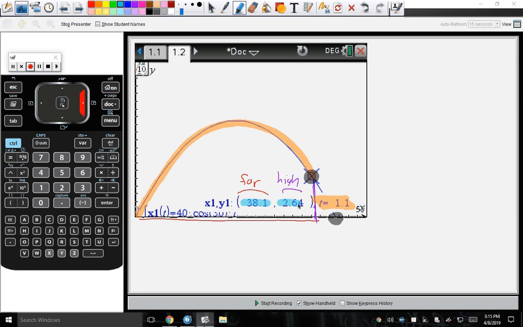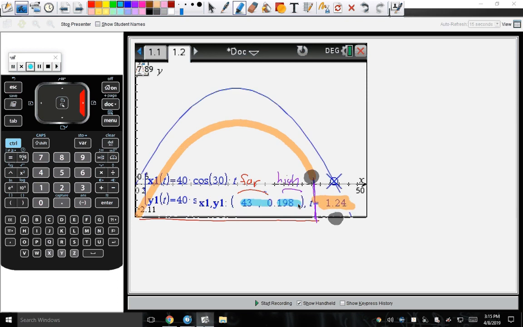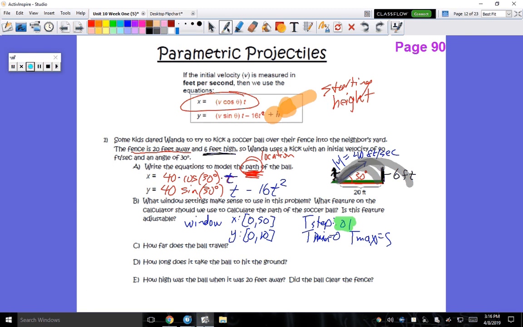Why? Okay, so keep going to the right. And when you get that y value to say 0, stop. There it is. So at 43.3 feet away is how far it traveled, because that's when it hit the ground. That's huge, okay? So we're going to put when y is equal to 0. So when y equals 0, x is equal to 43.3 feet.